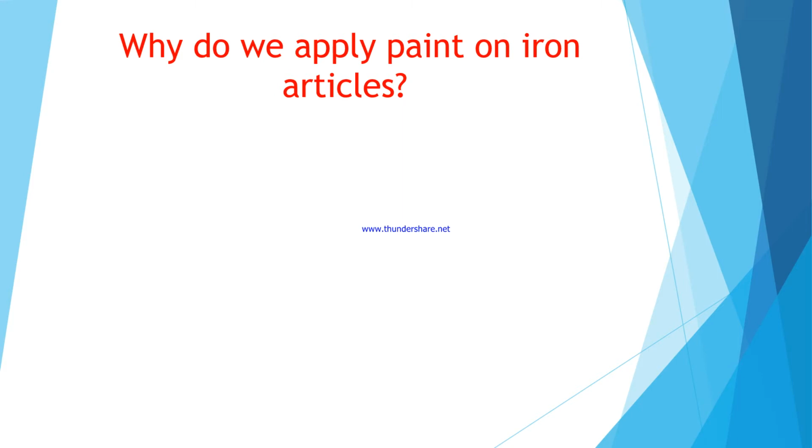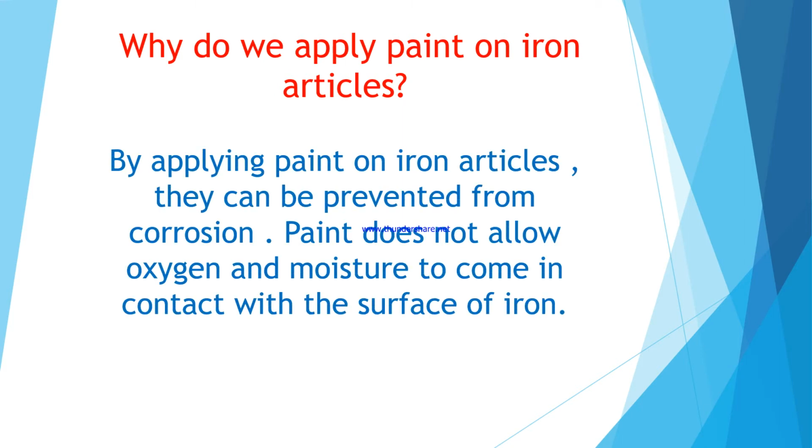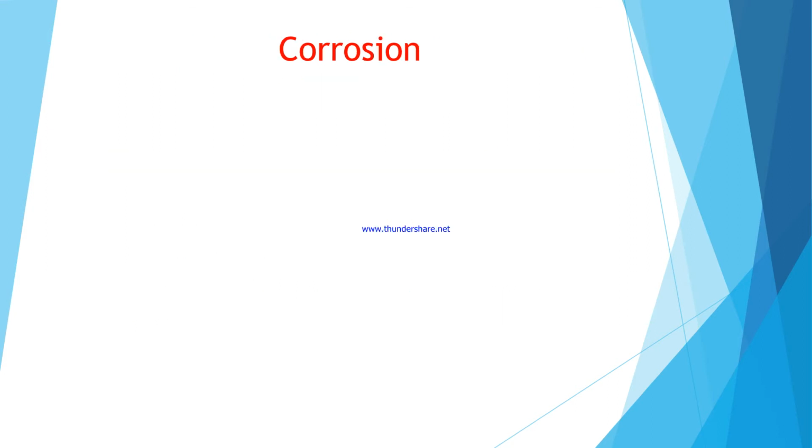And very commonly we see that metallic items are usually painted. Why is it so? By applying paint on iron articles, they can be prevented from corrosion. Hence painting is done on metals. So paint is not allowing oxygen and moisture to come into contact with the surface of the iron. So it prevents corrosion. So what is corrosion then?